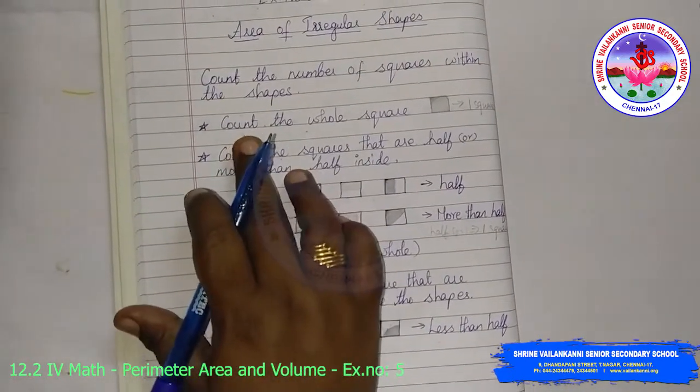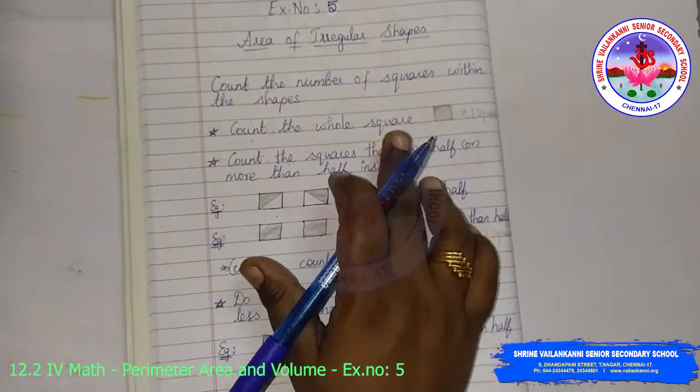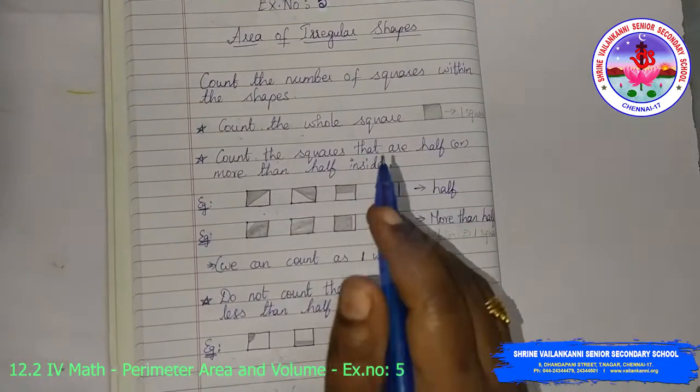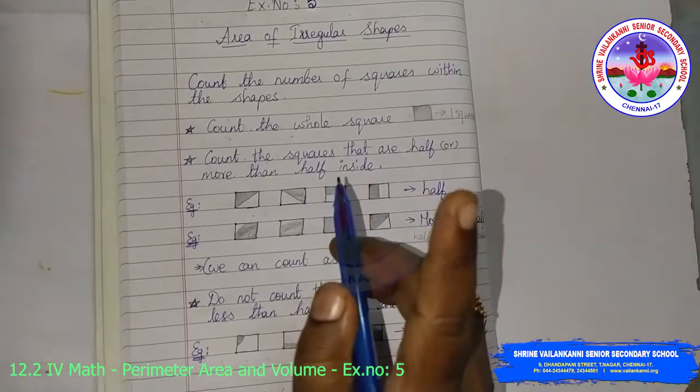First point, count the whole squares. When a square box is completely shaded, you can count that as 1 square unit.